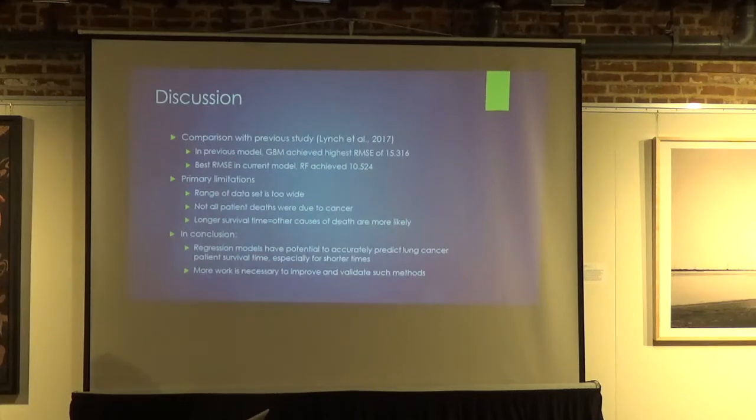So in comparison to the previous study that we had published, this was actually an improvement, if you can believe that. Because in the previous study, gradient boosted machines achieved the highest, with a root mean square error of 15 months. In the current study, it was random forest, at 10 months. So primary limitations include that the range of the data set is too wide. Not all the patient deaths that are recorded in the database are necessarily due to cancer. They might be dying from other reasons. And longer survival time means that other causes of death are more likely.